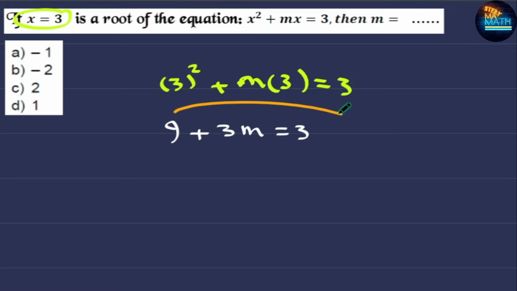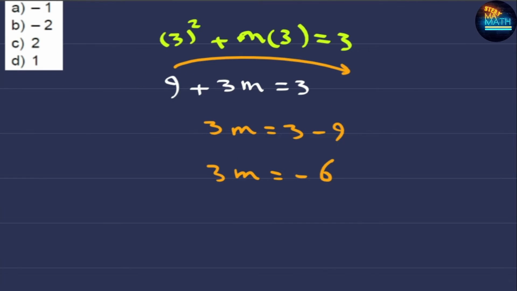Moving 9 to the other side in the opposite sign, so 3m is equal to 3 minus 9, which is negative 6. And you have a coefficient of 3 in front of m, so dividing both sides by 3. So 3m divided by 3 is m, and negative 6 divided by 3 is negative 2. So the value of m is equal to negative 2.